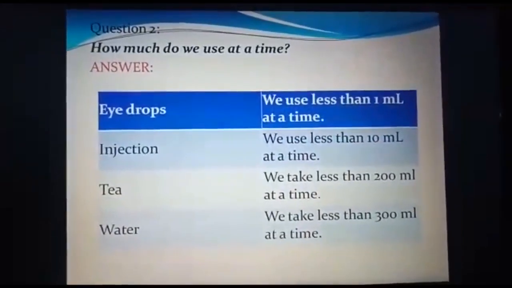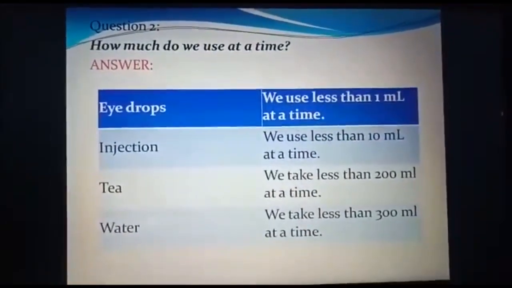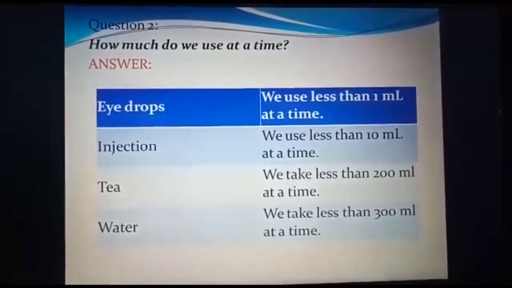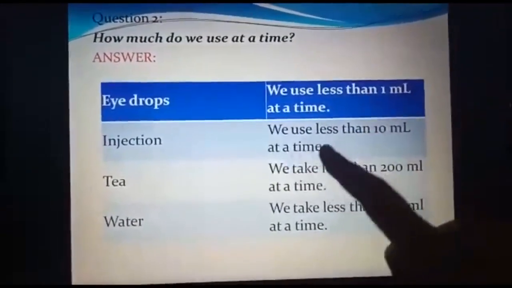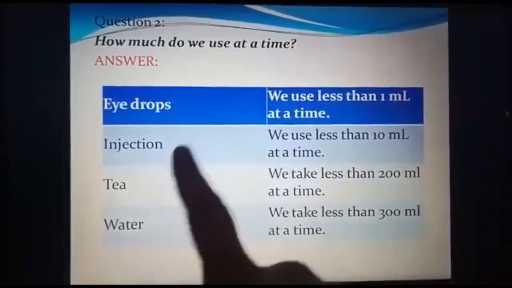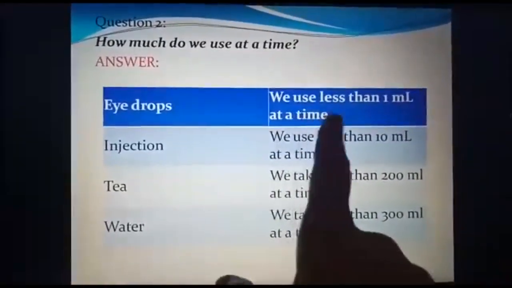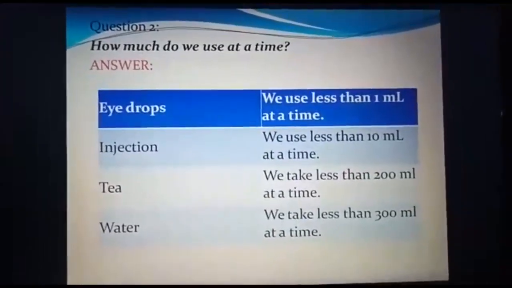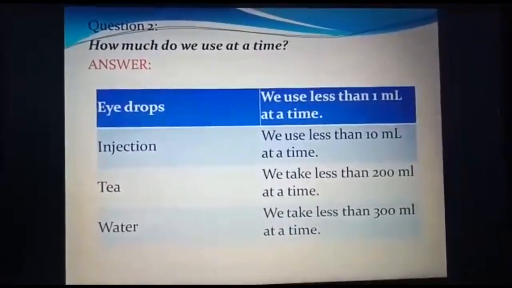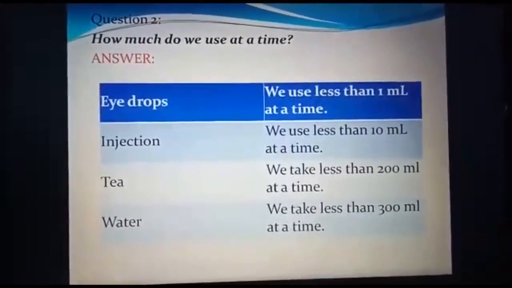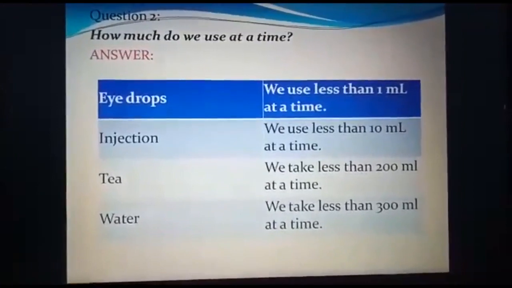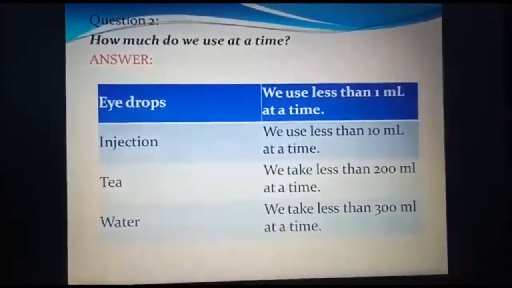Now the next question you can see in your book. How much do we use at a time? Eye drops we use less than 1 milliliter at a time. This has been given. Next, injection we use less than 10 milliliter at a time. Tea we take less than 200 milliliter at a time. Water we take less than 300 milliliter at a time.